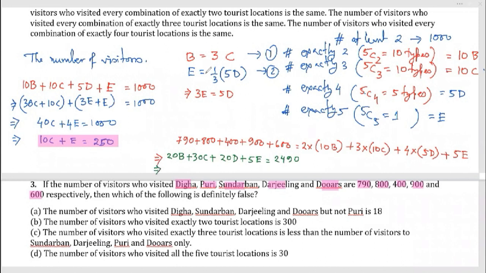Now I am replacing that. Here we have received the C and E relation, so I want to get that C and E relation also. So B I am replacing. B means 3C, so 60C plus 30C is 90C, plus, also I want to replace D with E. D means 3, so 20D means 12E. 12E plus 5E is 17E equals 2490. This was our first relation, and this is our second relation.